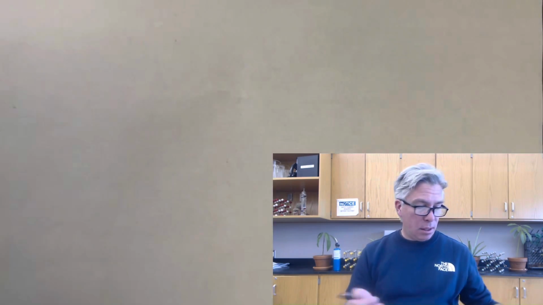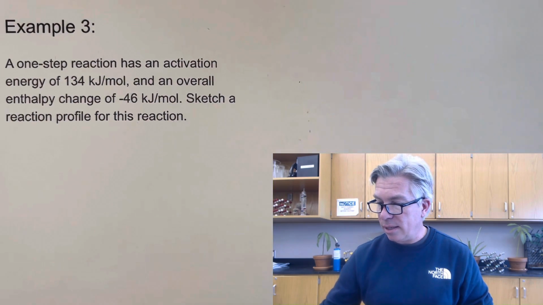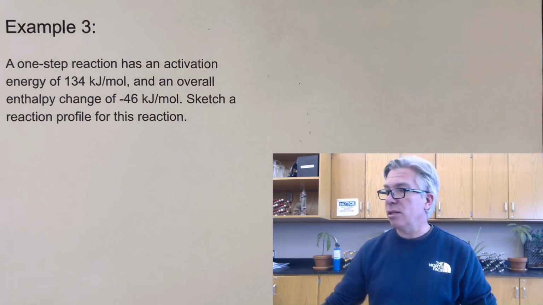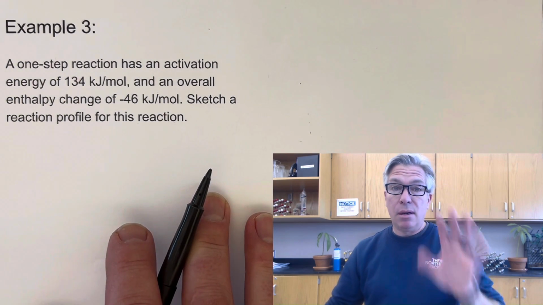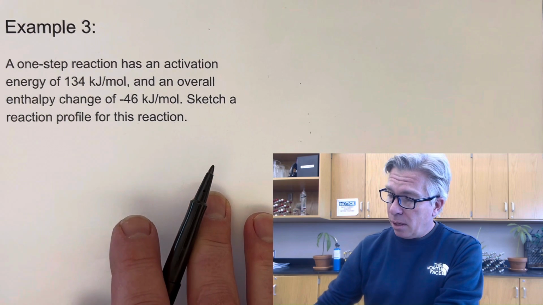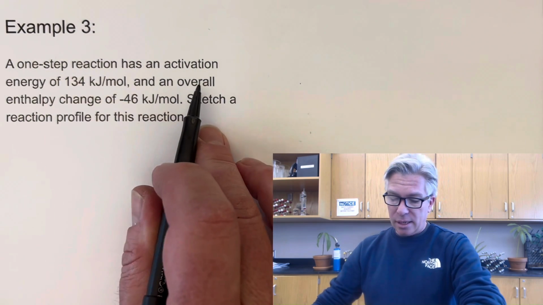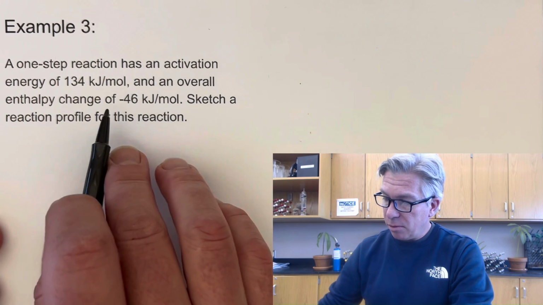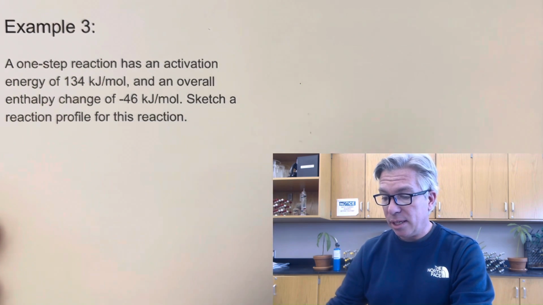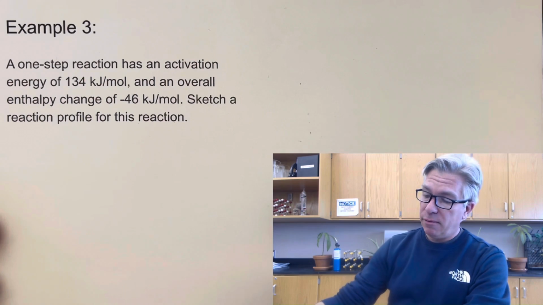Okay, so in your chemistry travels, if you're taking a chemistry class with kinetics in it, you're probably going to be asked a question something like this. And we're going to do a couple of pause the video moments coming up, if that gets you excited. So a 1-step reaction has an activation energy of 134 kilojoules per mole and an overall enthalpy change of minus 46. Sketch a reaction profile for this reaction.